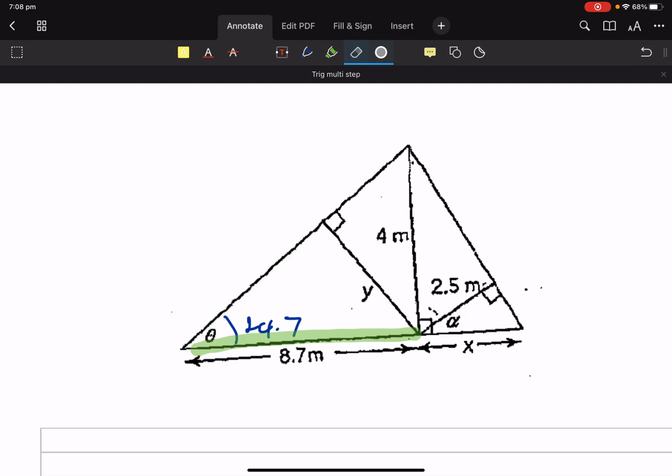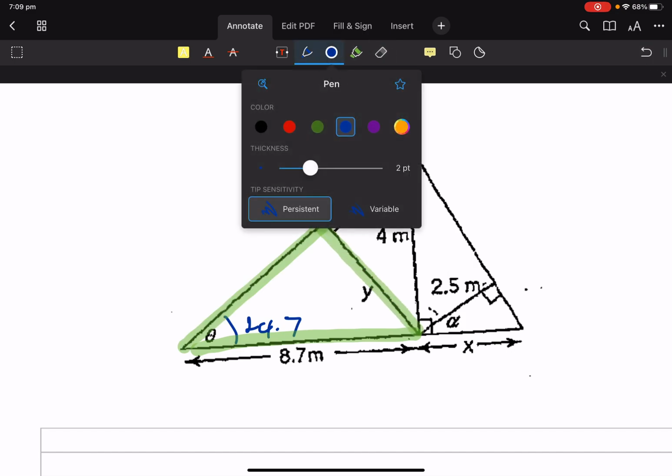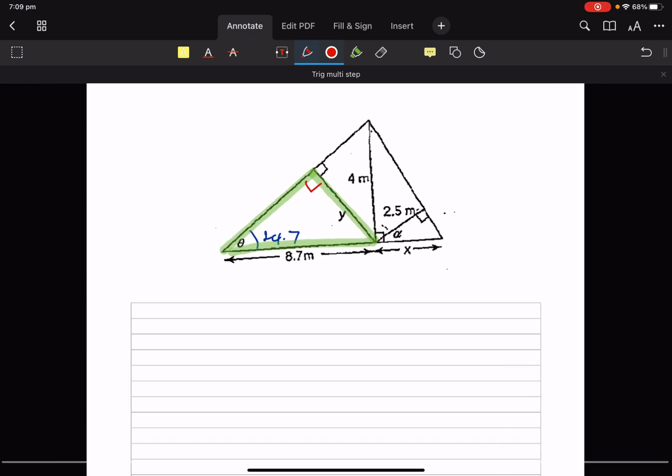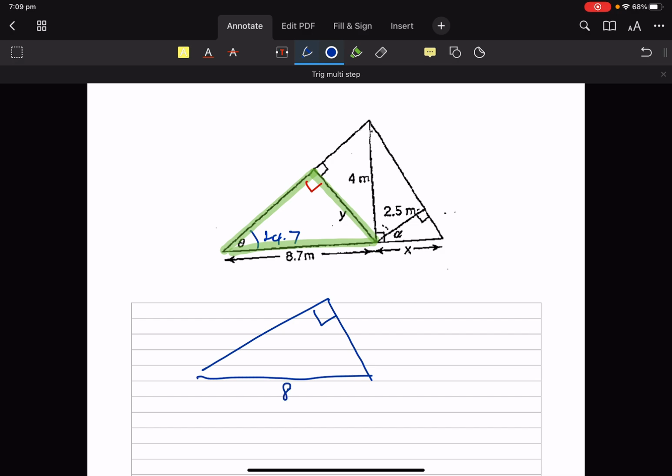Interesting. Okay. Clearly I'm struggling to use technology. There's another right angle there, which means the green one again is a right angle triangle. So if I draw it, that's a right angle, 8.7, and I know that's 24.7, and this thing is y.